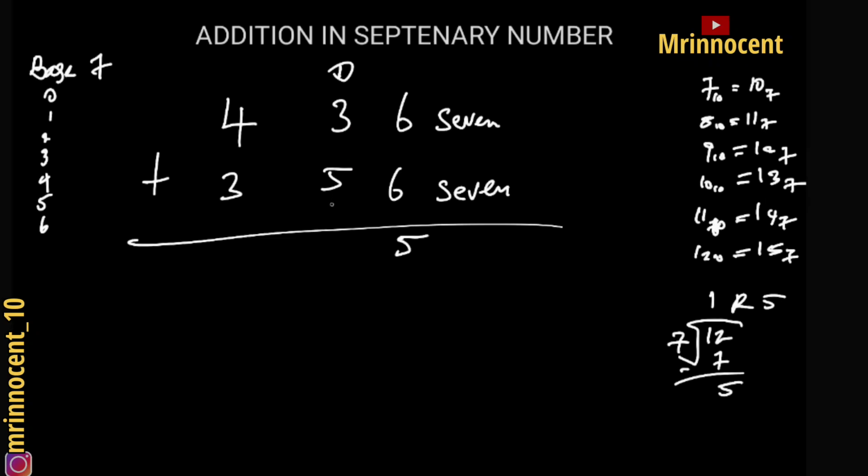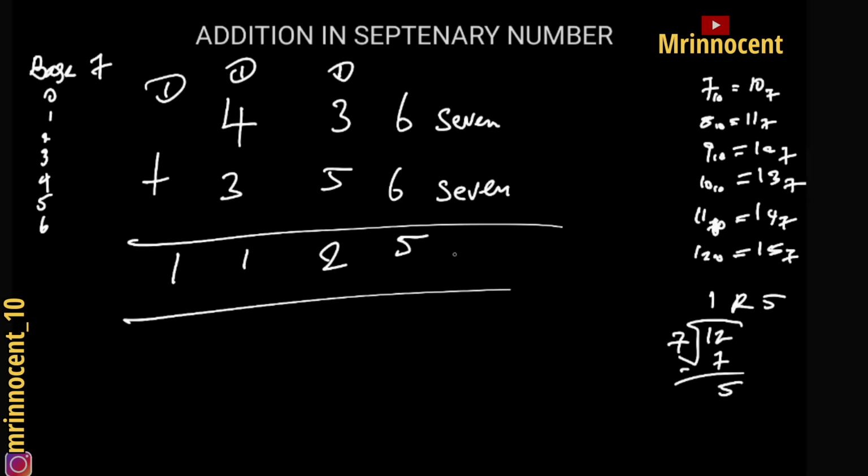3 plus 5 is 8, plus 1 is 9. 9 in base 7 is 1, remainder 2. Write 2, carry 1. 1 plus 4 is 5, plus 3 is 8. 8 in base 7 is 1, remainder 1. Carry on to the next one, bring it down, have 1. So you have 1125 in base 7.